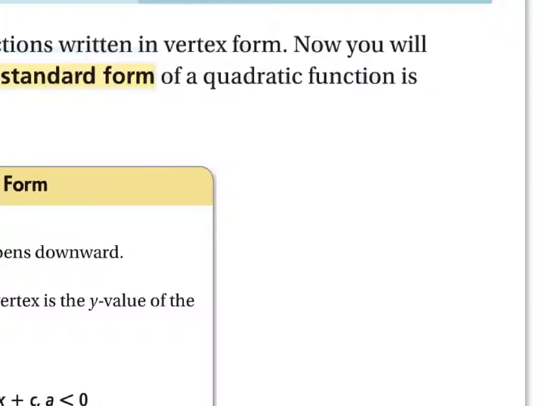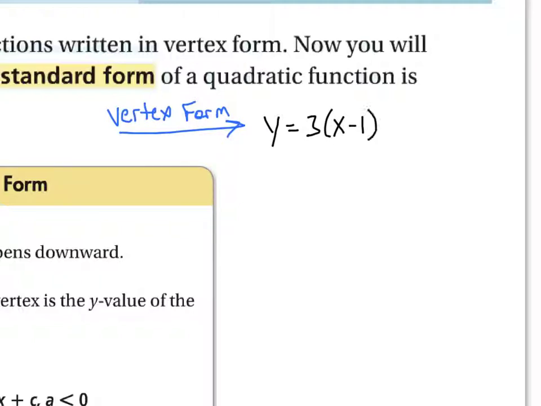So I want to first start out by writing an equation of a parabola in vertex form. So vertex form, let's make it y equals 3 times x minus 1 quantity squared plus 2. Okay? So that's written in vertex form. What I want to do now is use our algebra skills to rewrite this in standard form.